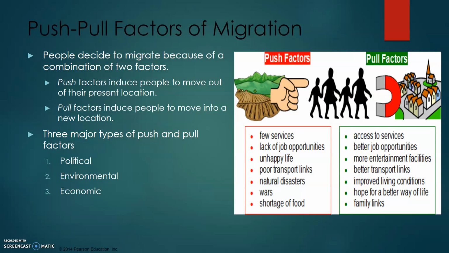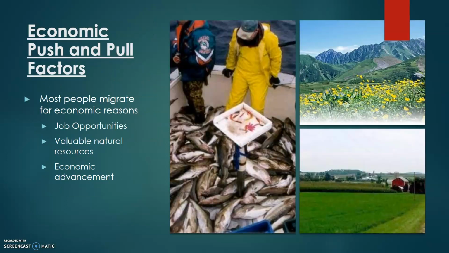Push and pull factors. Push factors are anything that make you want to leave, and pull factors are anything that are going to draw you in. There are three major types that you're going to be responsible to know, and they are political, environmental, and economic. Each one of these slides is going to discuss one of those, so let's go ahead and crack into it.